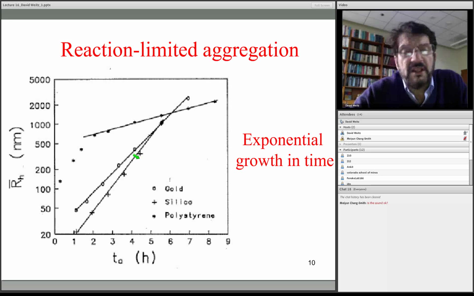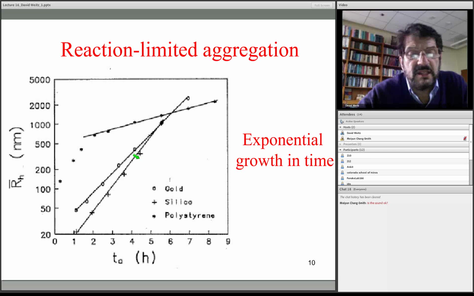So you just have to look at how the largest clusters are growing, and even though they're reaction limited, they're getting faster and faster because they're larger. So there's more contact area. There's more opportunities for them to stick together.